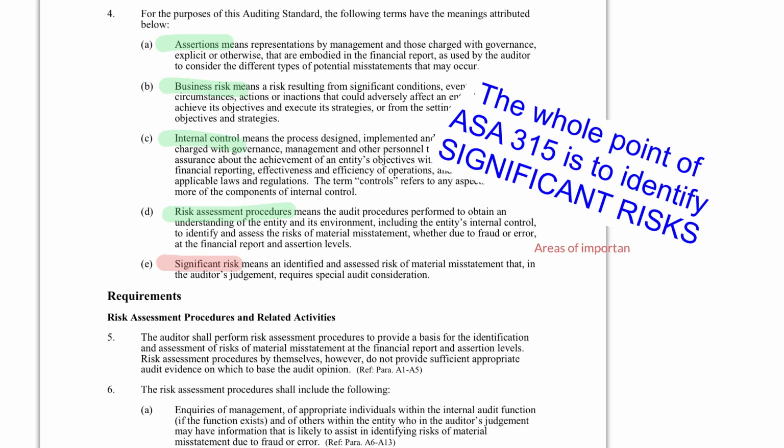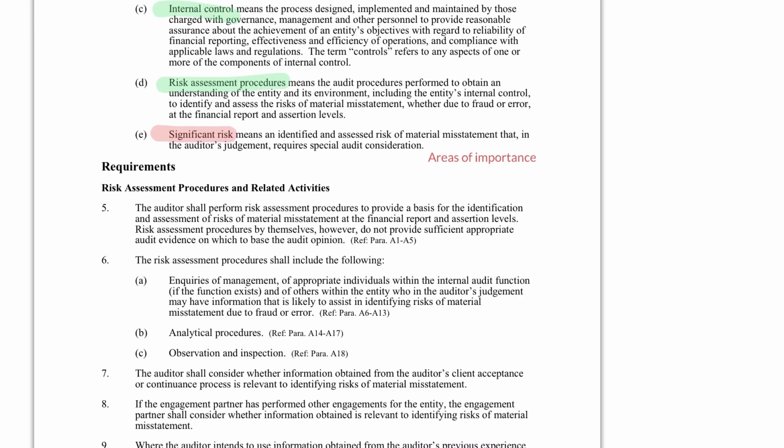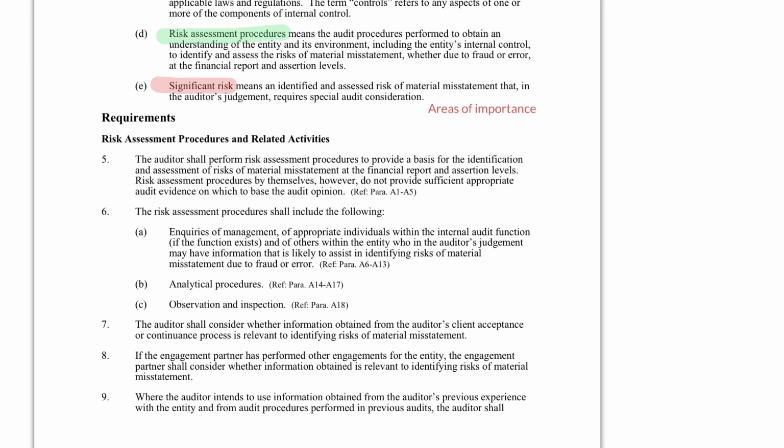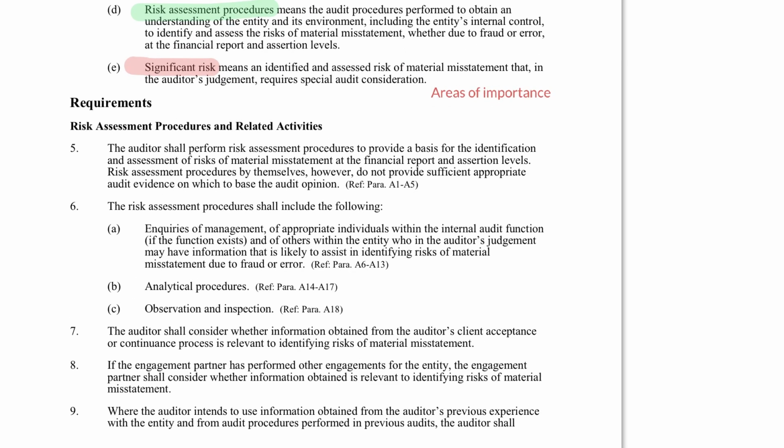And these areas of importance are ones where I'm going to spend more time. I'm going to spend more of my audit effort because I think there's a greater chance of material misstatement there. So what are my requirements? And remember, the requirements are the things that auditors are supposed to do to comply with the auditing standards. So my requirements say I should perform risk assessment procedures, all right? But they're not in themselves sufficient and appropriate evidence.